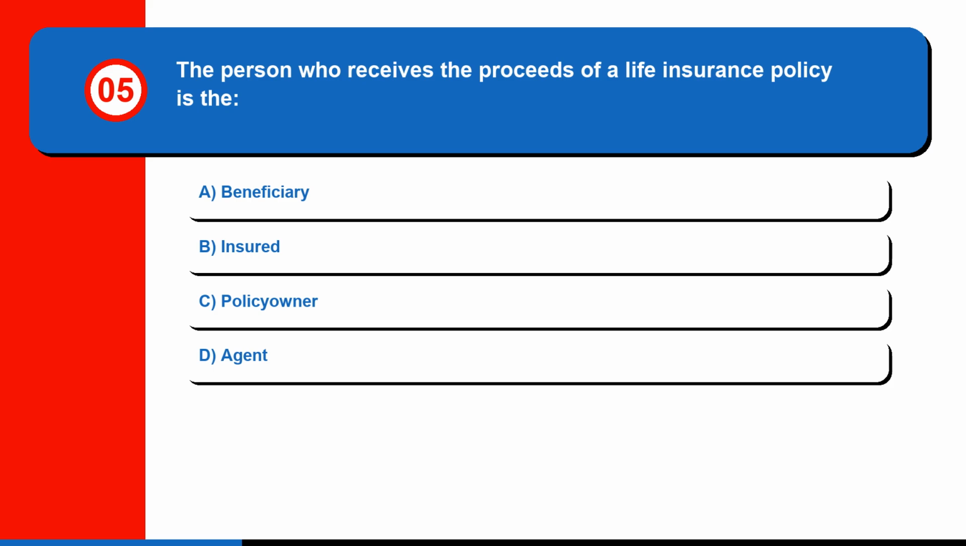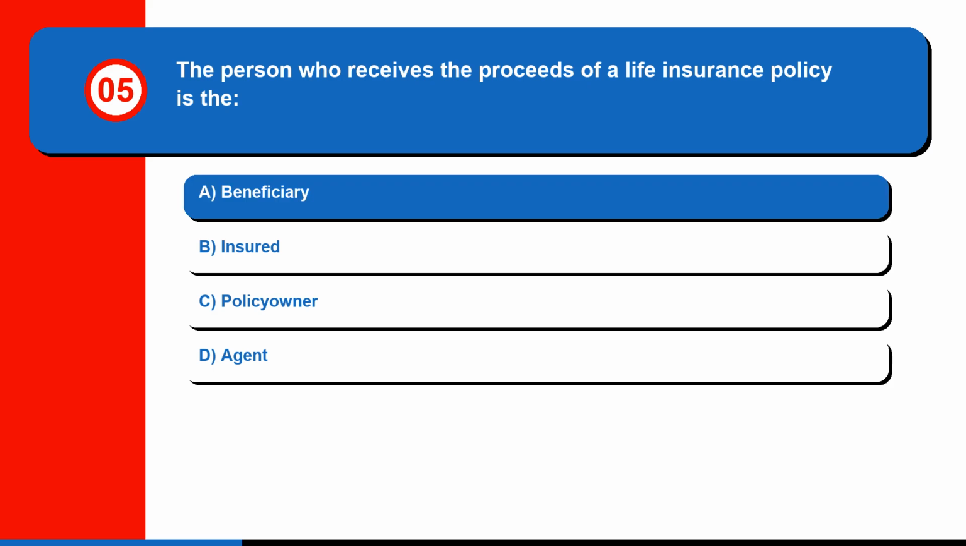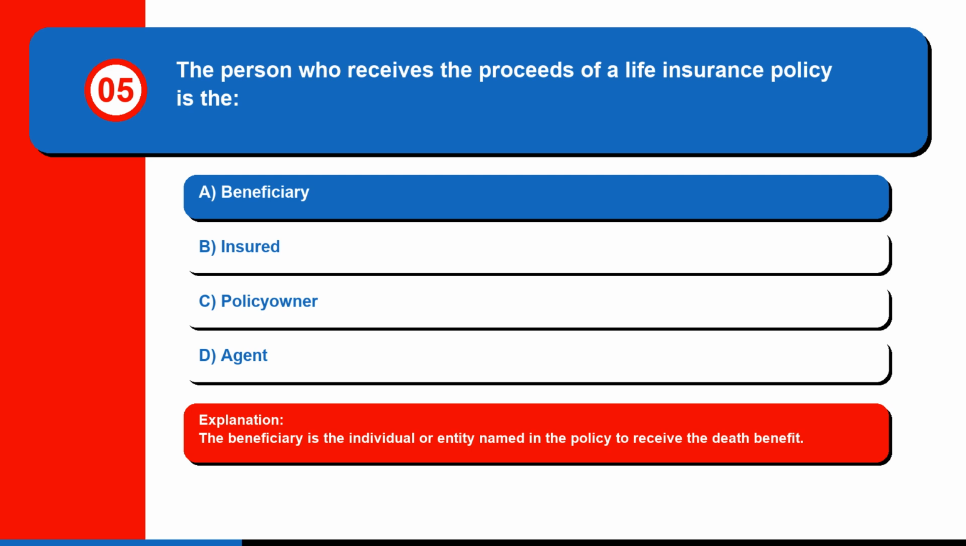Question 5. The person who receives the proceeds of a life insurance policy is the A. Beneficiary, B. Insured, C. Policy owner, or D. Agent. The correct answer is A. Beneficiary. The beneficiary is the individual or entity named in the policy to receive the death benefit.